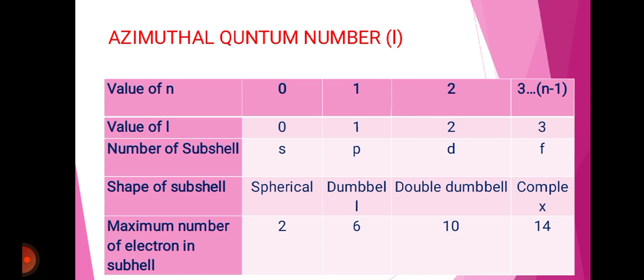If the principal quantum number is 3, the value of l is equal to 2, and the subshell is d, with a double dumbbell shape. The maximum number of electrons in the d orbitals is 10, because there are 5 d orbitals, that is dxy, dyz, dzx, dx square minus y square, and dz square. So 5 orbitals, so the total number of electrons is 10. So likewise, we can write the number of electrons in the subshells.